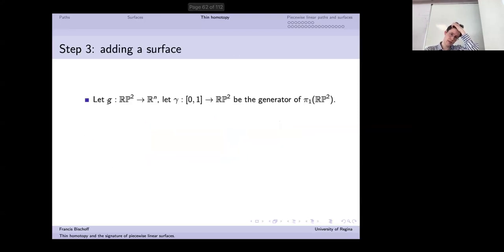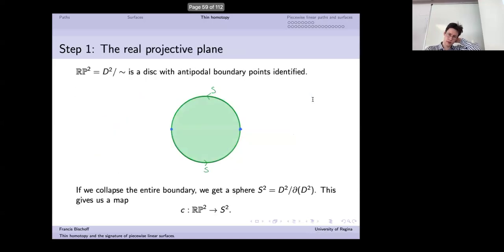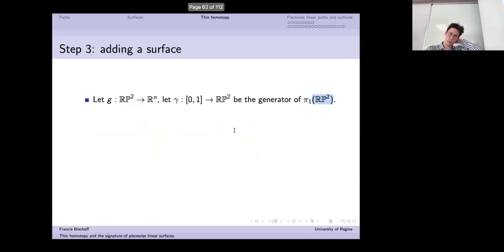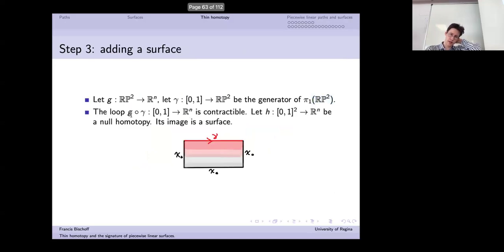Okay, so here's how it works. I'm going to denote my map G from RP2 to Rn. And I'm going to let gamma denote the generator of the fundamental group of RP2. So that's this S here on the top half of the boundary. In RP2, this is a loop, and it shows up twice on the boundary. That's what I'm calling gamma. And gamma composed with G is a loop in Rn, and it's contractible because Rn is contractible.